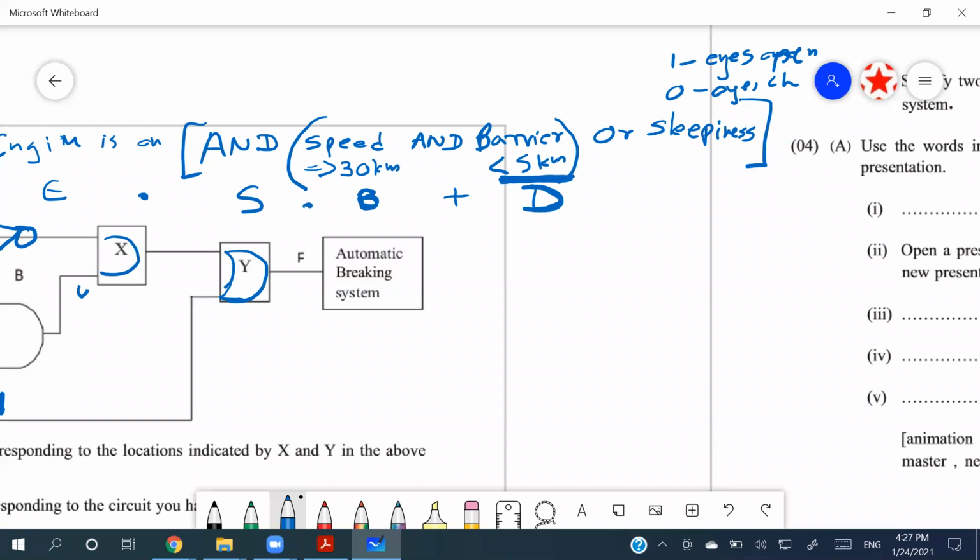That is okay. Barrier should be there and this should be there as well. Right? And in all these cases, E should be on. So it's going to be E dot, S dot, B dot plus D bar. Right? So yeah, let's keep that.